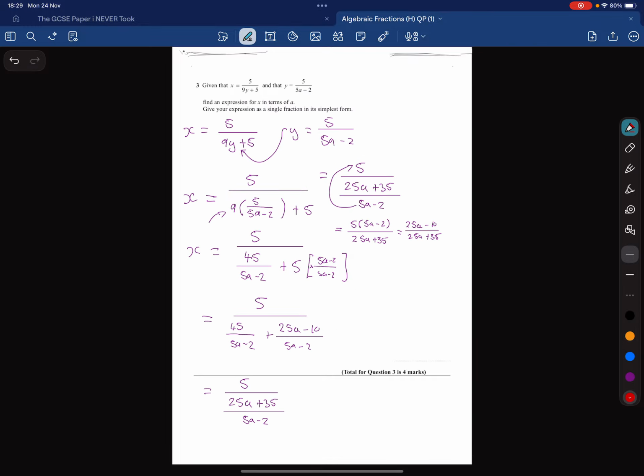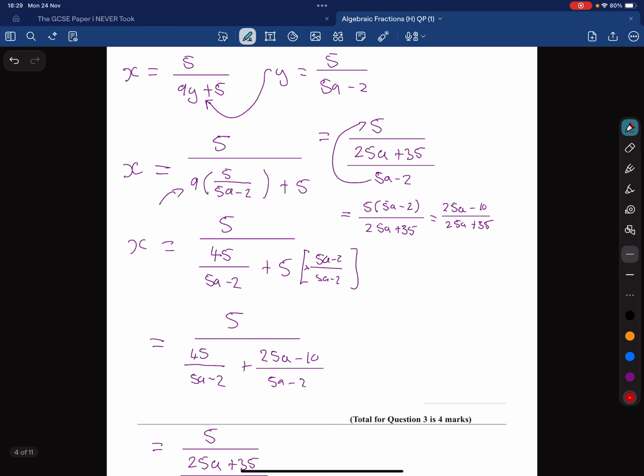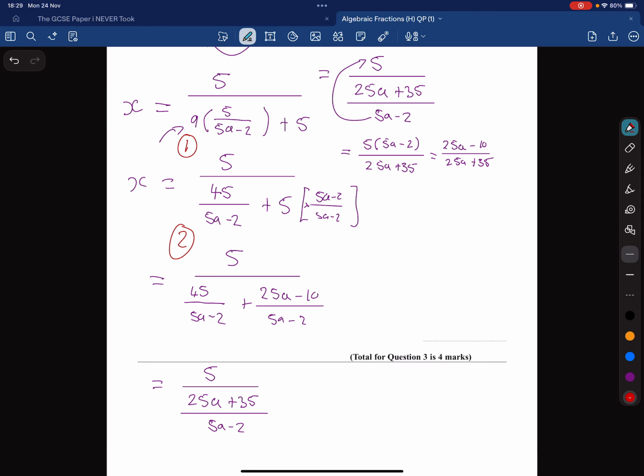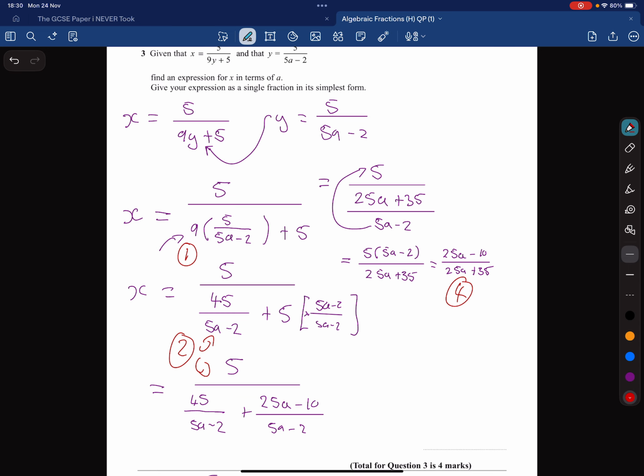That is the answer. Again, it's 4 marks. So mark 1 will be for correctly identifying this. Mark 2 will be for one of these two stages. Mark 3 will be for this. And mark 4 will be for the correct answer.